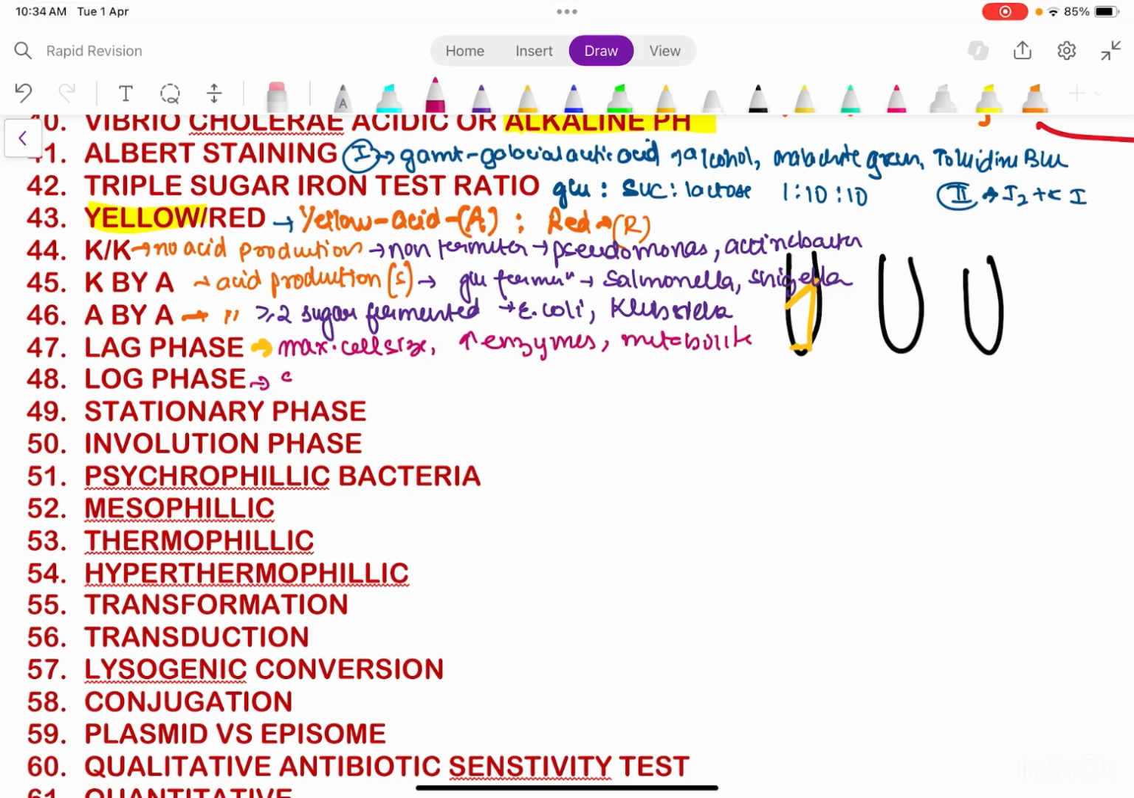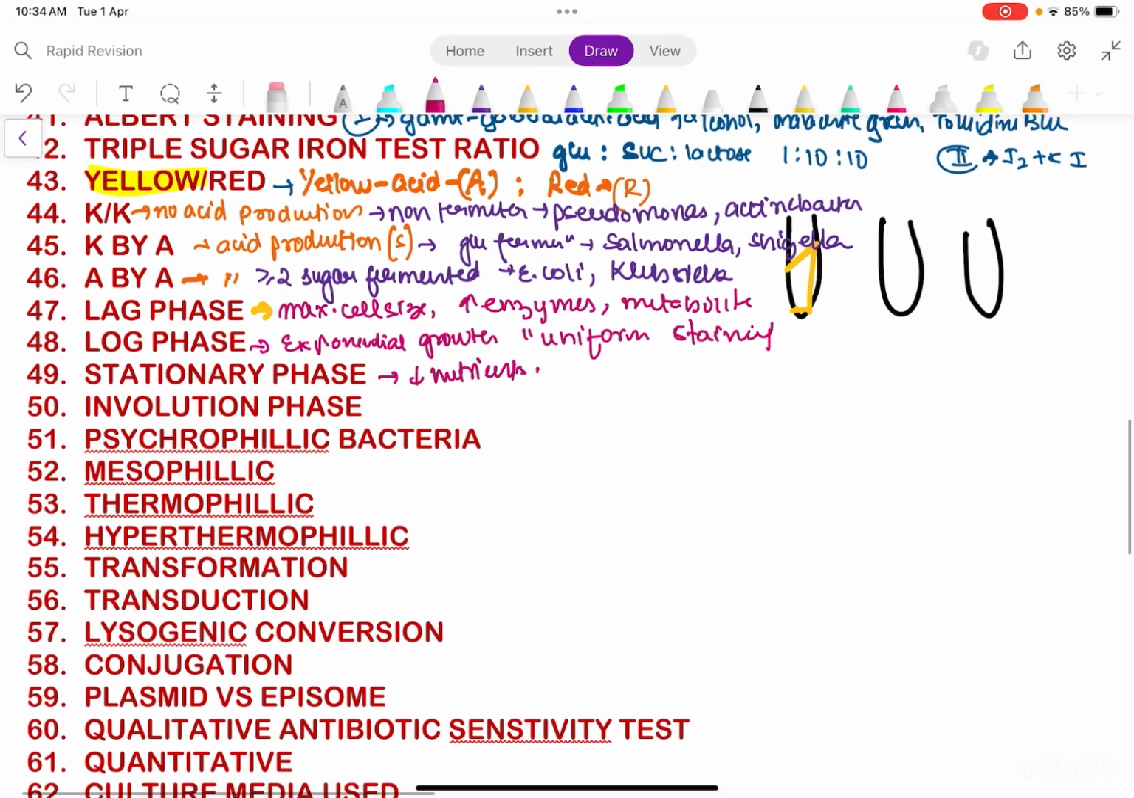Then in log phase you have exponential growth, and one characteristic is that in this you have uniform staining. In stationary phase, all the nutrients have been used, and in this you will see the formation of granules, spores, exotoxins, and so on. Involution is death.